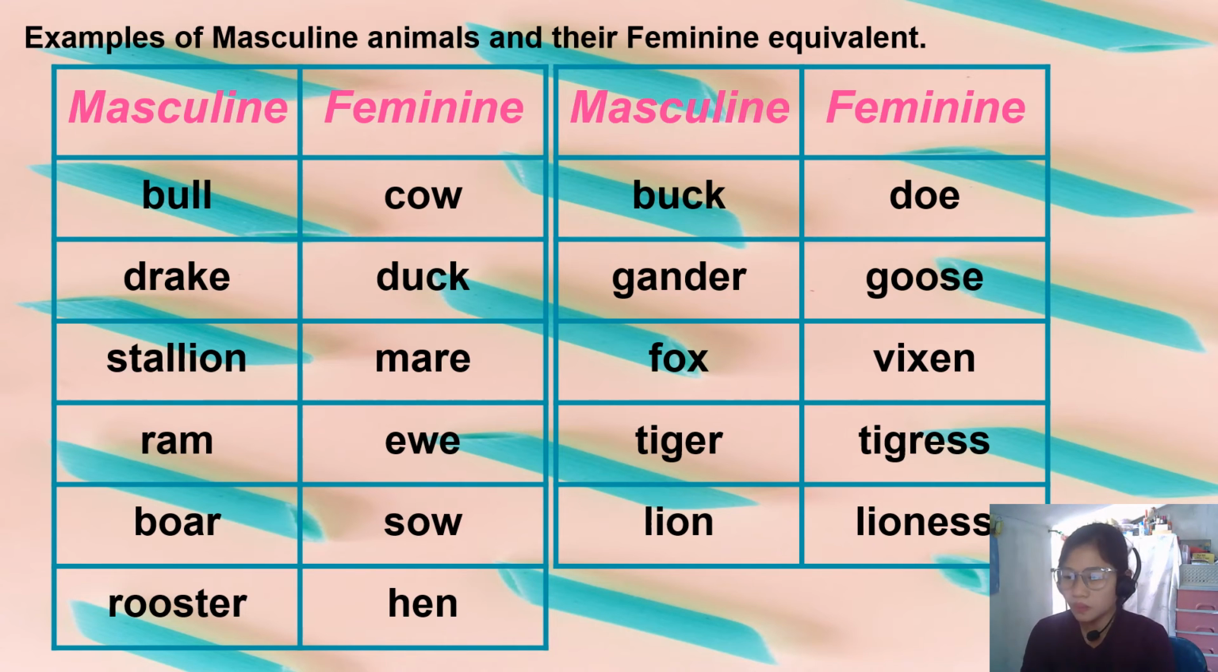Okay, if we use animals in our sentence, and we are going to differentiate the male and female animals, we have to know its name on the other side. Either it's masculine or feminine. Okay? For us to know its gender. Okay?